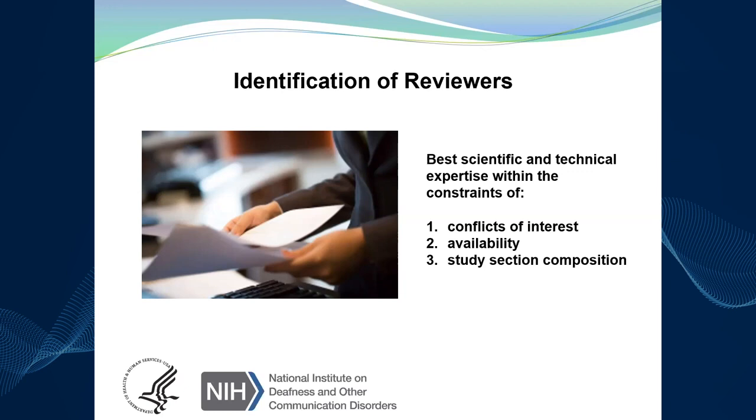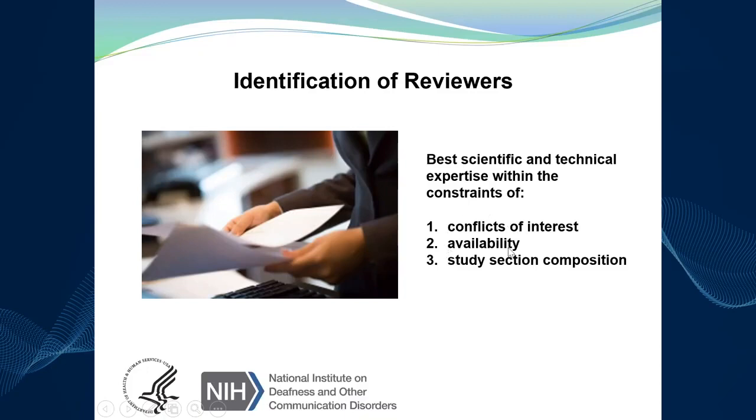So once your application has been routed to a study section, an official called the scientific review officer like me will try to find the best scientific and technical expertise to review your application. There are some constraints, however, so there could be conflicts of interest. Any person who will have a direct financial benefit from your application, if it's funded, is certainly in conflict. Any scientist from your institution would also be in conflict. Any of your collaborators would also be scientists who would be in conflict and could not review your application.